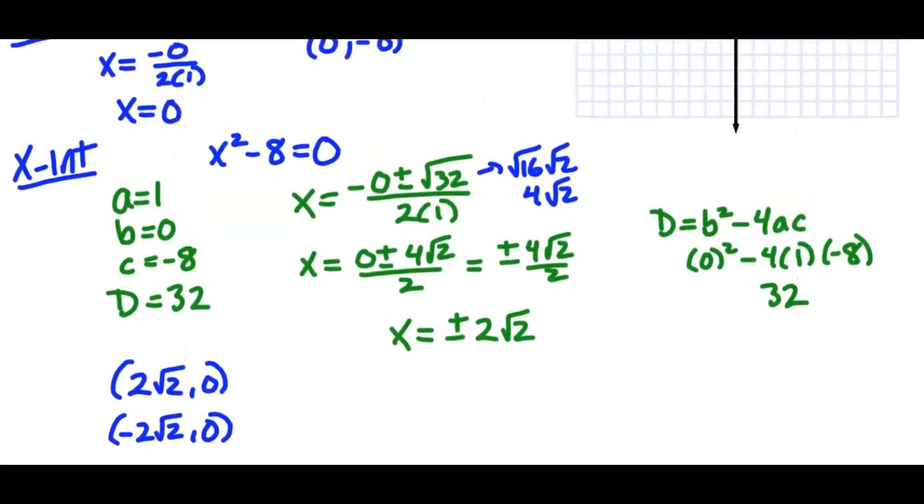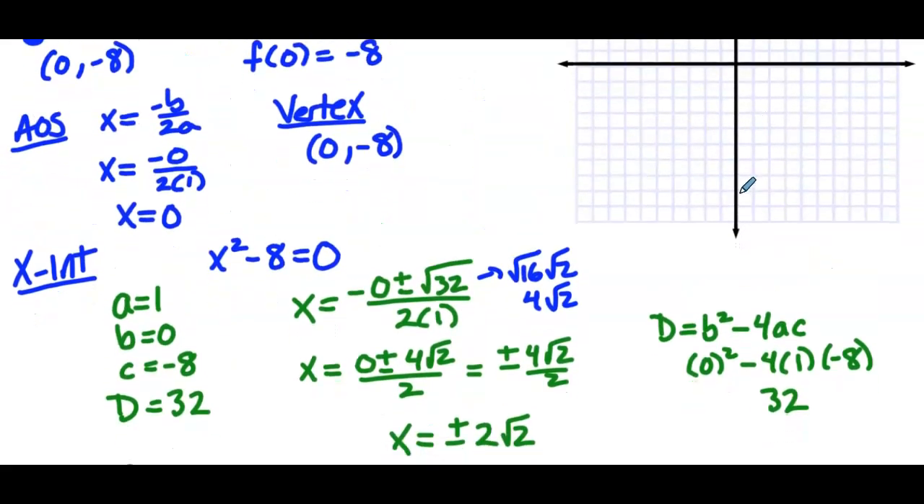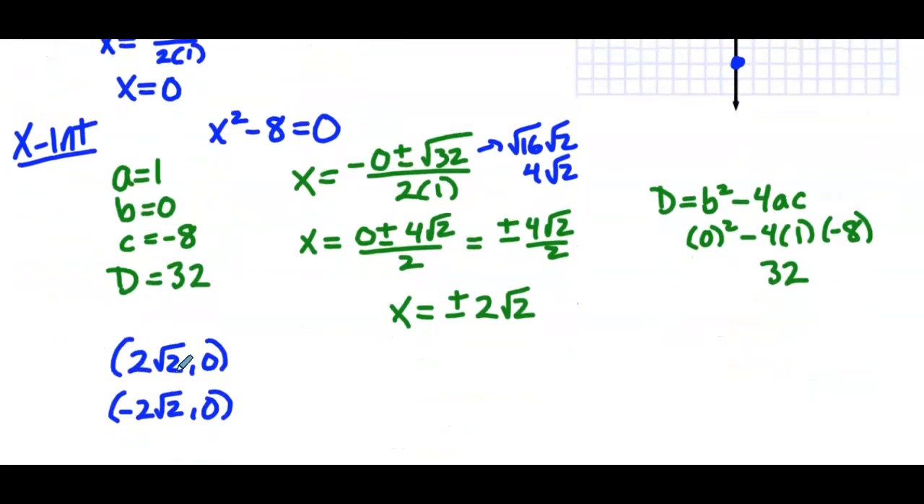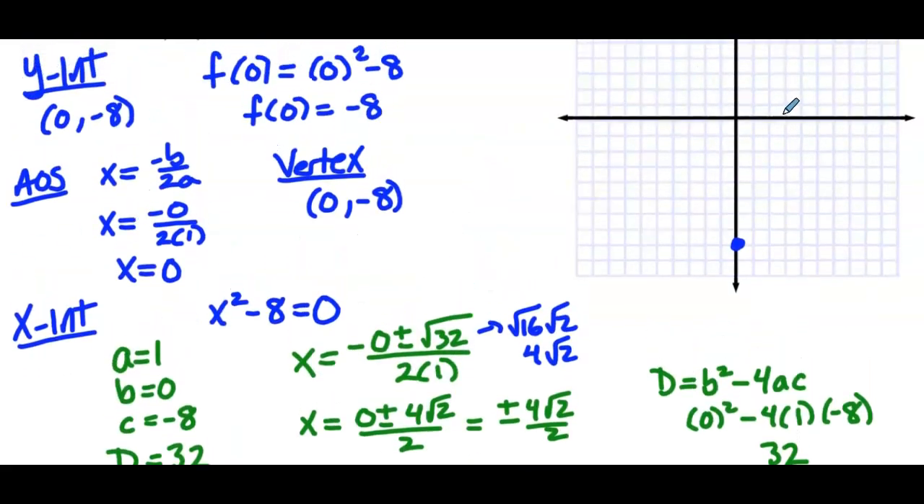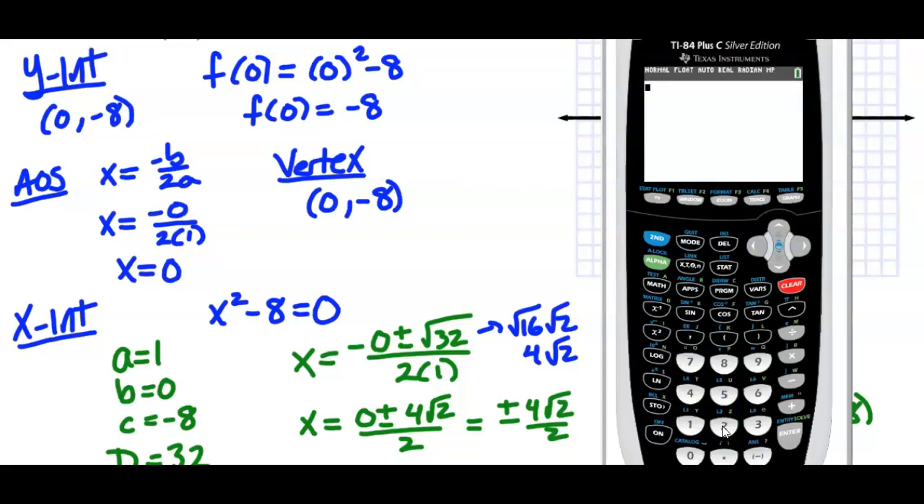So let's plot the points that we found so far. So we have (0, -8) as both the y-intercept and the vertex. Now we need to estimate where 2 square root of 2 is. So square root of 2 is 1.41 approximately. So if we double that, we get 2.8 about. So positive 2.8 would be about there, and negative 2.8 would be about there. If we weren't sure, we can go to our calculator. 2 times the square root of 2, and we have approximately 2.8.